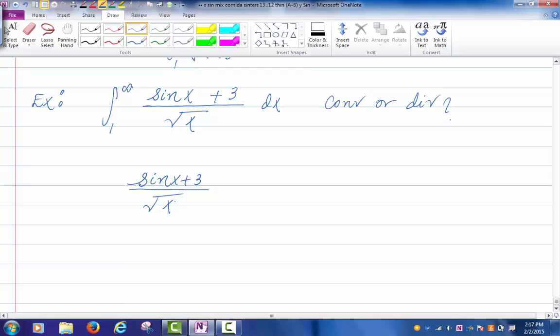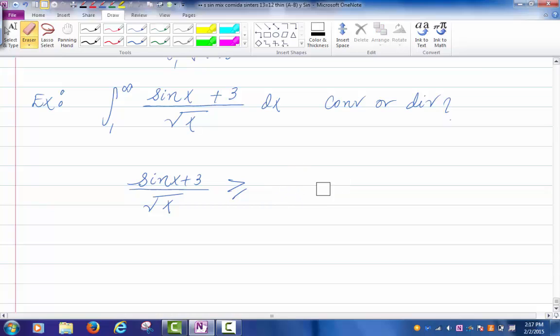Remember, if I want to show my integral is convergent, I had to come up with an upper bound function that is convergent. If I want to show my integral is divergent, then I have to come up with a lower bound function and show that the lower bound is divergent. So that means I have to show this is bigger than or equal to 1 over root x, right? That's what I want to accomplish: that my integrand is bigger than 1 over root x, okay, in some infinite interval.